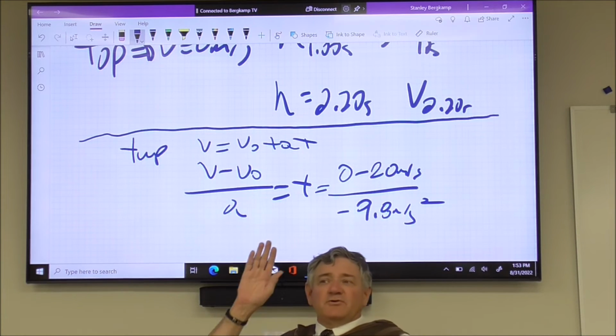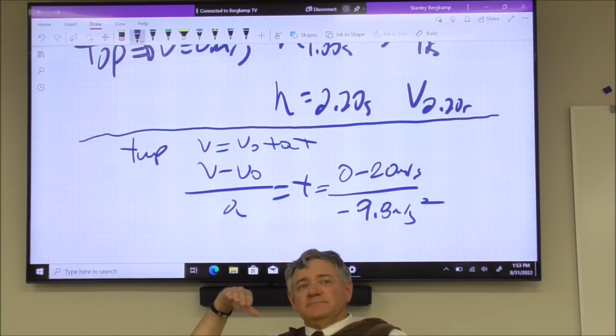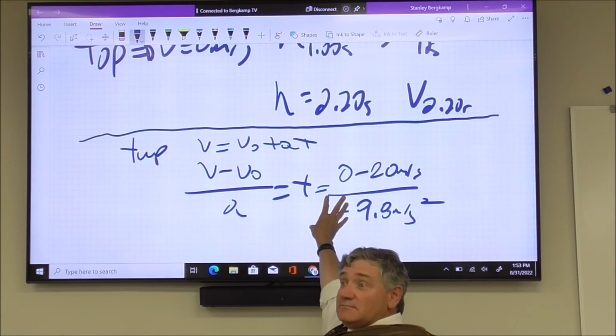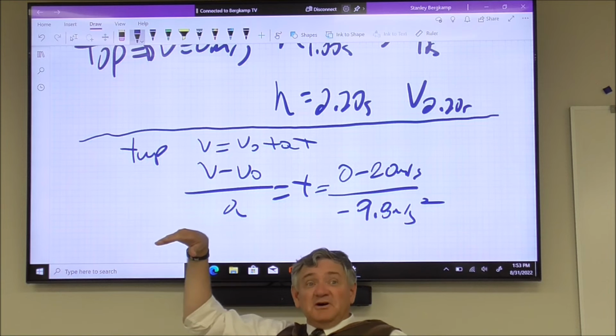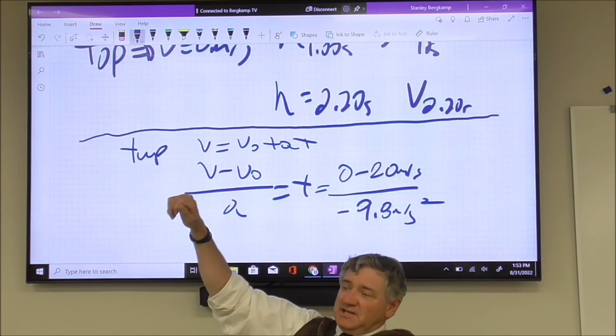And what they'll do is they'll erase the negative sign. They won't fix it, okay? They won't realize what's wrong. They'll just erase the negative sign.